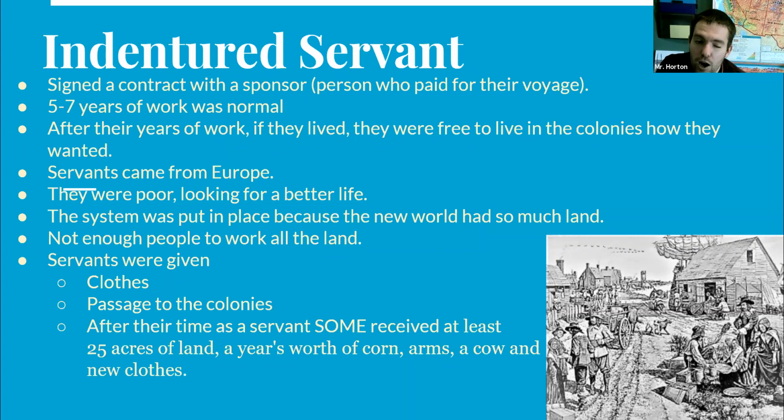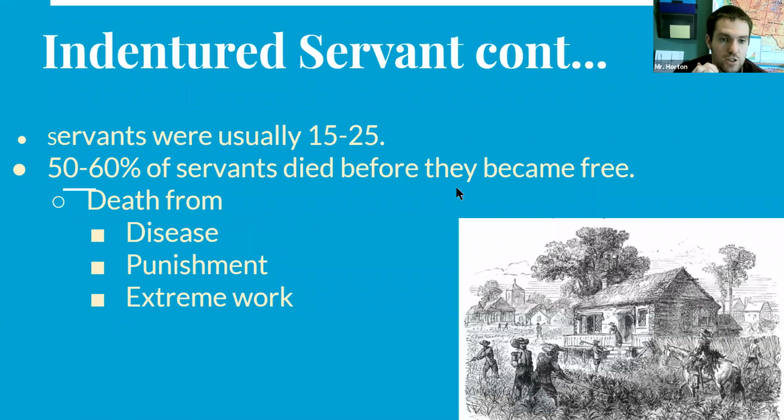But it was very hard to make it through those 5 to 7 years of work. The servants were usually aged 15 to 25, and almost half, 50 to 60% of the servants, died before they ever became free.